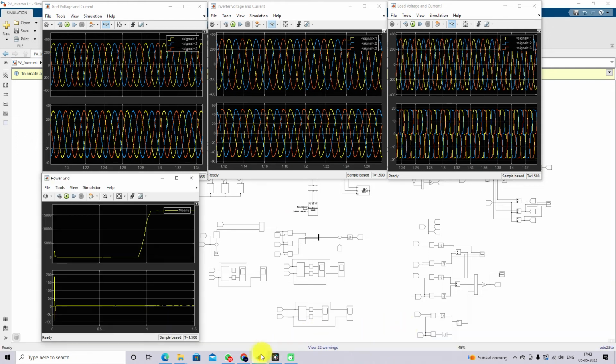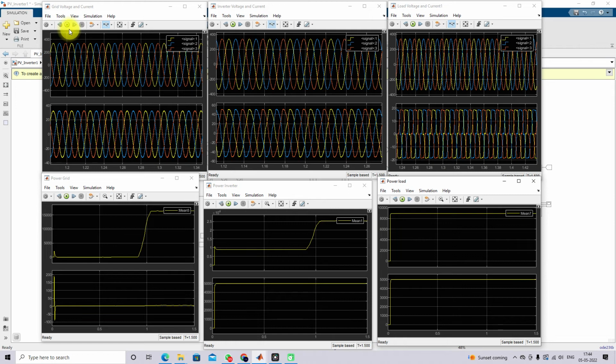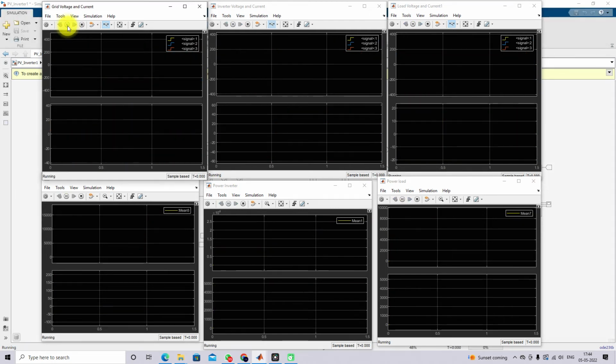Okay, so we have to check the power and everything. So what happens when distortion occurs on the grid voltage side?